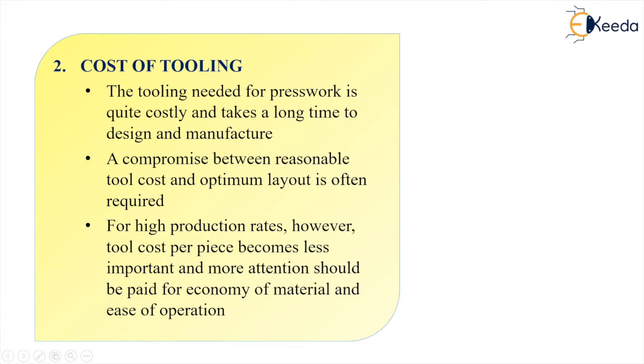Now the second is the cost of tooling. The tooling needed for press work is quite costly and takes a long time to design and manufacture. Of course, the punch and die are very costly tools. A compromise between reasonable tool cost and optimum layout is often required. For high production rates, however, tool cost per piece becomes less. Of course, if your production rate is high, then tool cost per piece goes down, and more attention should be paid to the economy of material and ease of operation.